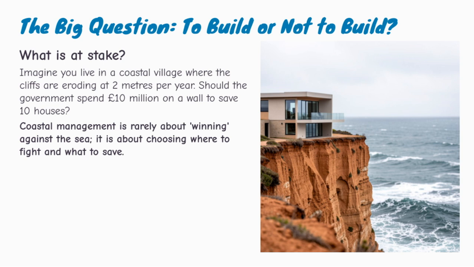The government could spend £10 million on a sea wall to protect the village. But what if the wall only protects 10 houses? Would that be a good use of money? This is the kind of difficult decision coastal managers have to make.